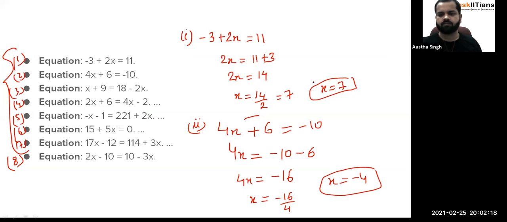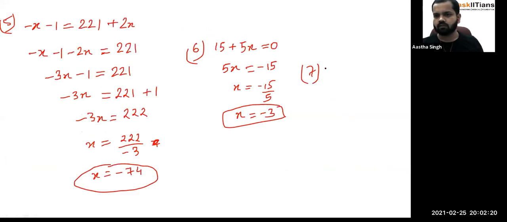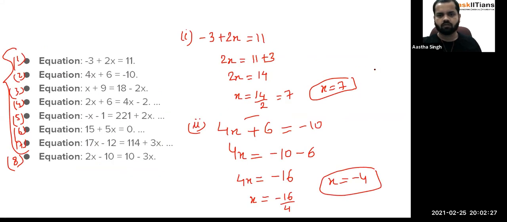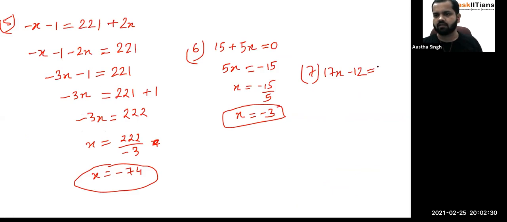17x minus 12 is equal to how much? 114 plus 3x. Okay, yeah. So your plus 3x will go to another side and it will become negative. So 17x minus 3x equals 114. Your minus 12 will go to another side, plus 12.